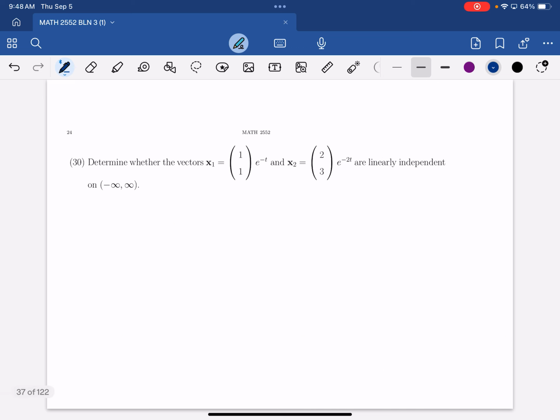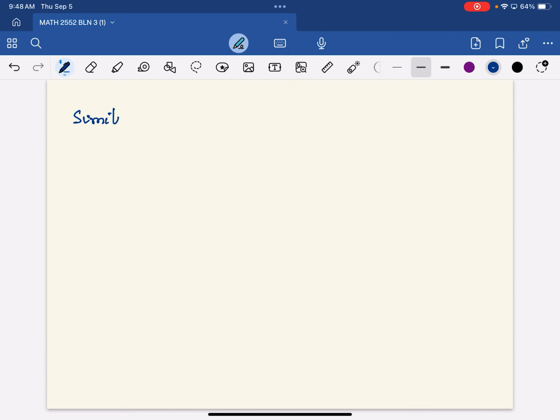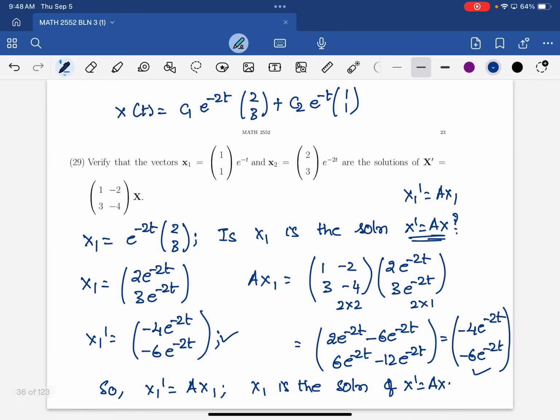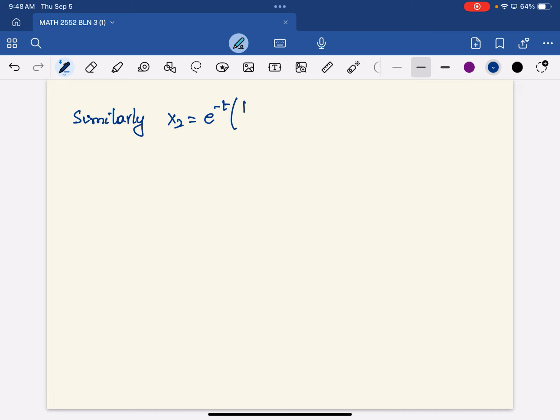So is it okay if I say, similarly, x2 equals the other one, e^(-t) times [1, 1], is the solution of the system x prime equals Ax. Is that okay with you? Do you agree with me on that? It's the same method, right? You are going to say x2 prime equals Ax2. So you're going to find out what x2 prime is and what Ax2 is, and say both sides are equal. Are you okay with that?